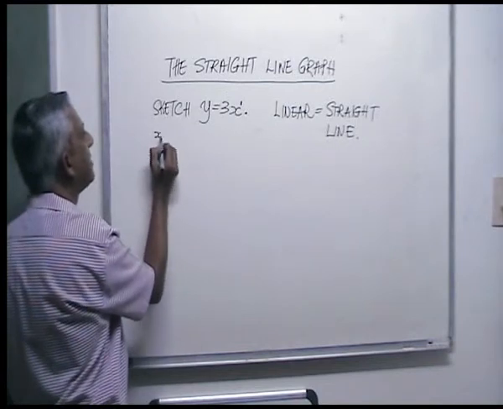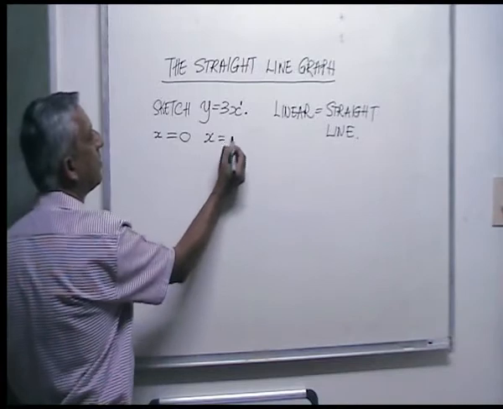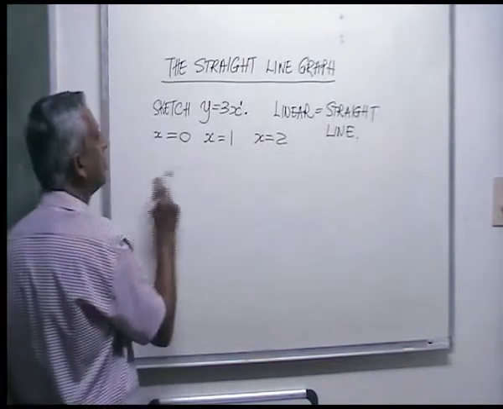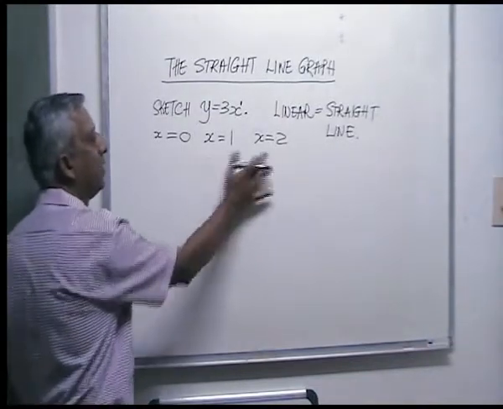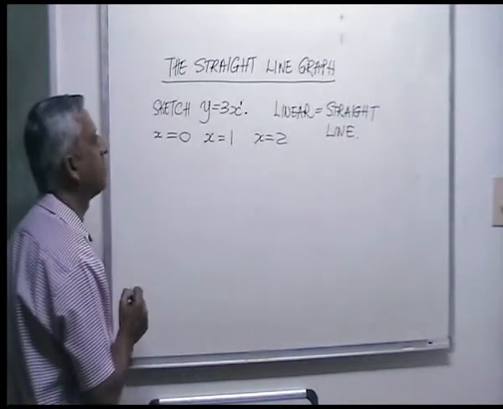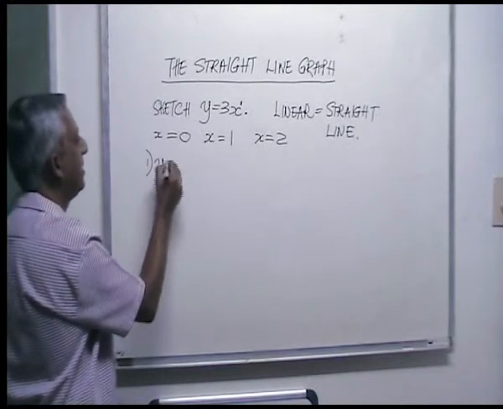Suppose you said x is 0, x is 1, and x is 2. So it's your right. You choose whatever numbers you like. You took 0, and you took 1, and you took 2. Then you can make 3 ordered pairs by substituting.